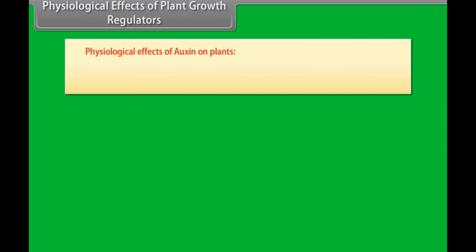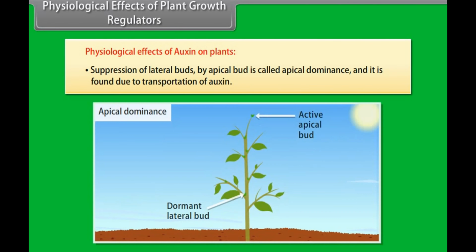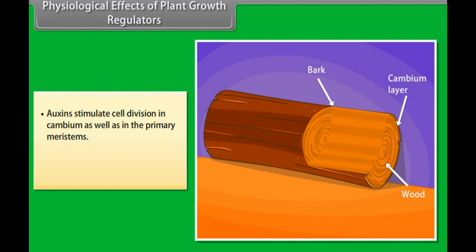Physiological effects of auxin on plants. Suppression of lateral buds by the apical bud is called apical dominance, and it is found to be due to the transportation of auxin. Auxin stimulates cell division in the cambium as well as in the primary meristems.